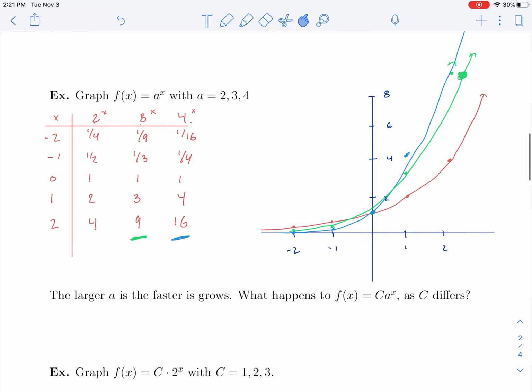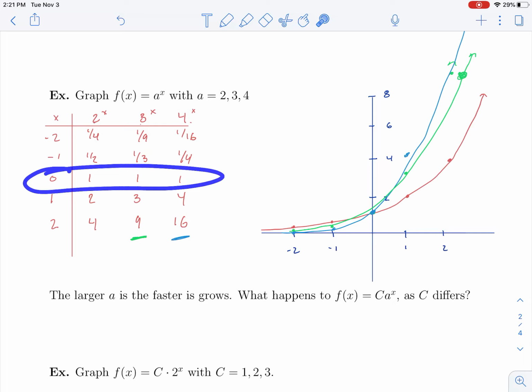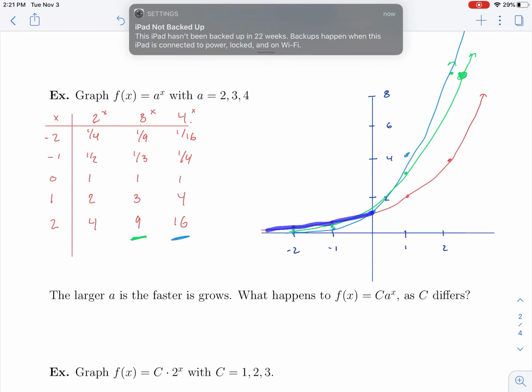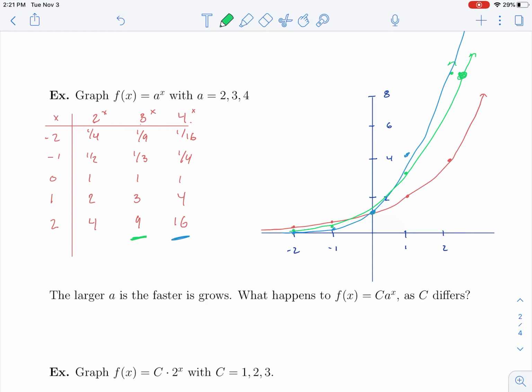The larger the a is, the faster it grows, right? So they all kind of cross at 1 right here, or act like they did in the picture. We can see that after 1, 4 to the x grows so much faster than all the other ones. But below 1, 2 to the x is the one that's going to be greater than them all. But you can even just see that it's steeper and steeper. So what do we think is going to happen when we change c in c times a to the x?